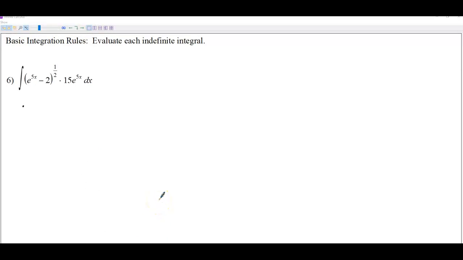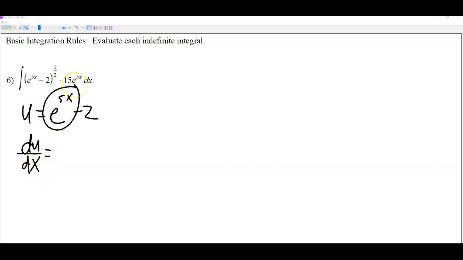U sub again. Here's my u, my derivative. When you take the derivative of an e function, you get the e function all over again, but you do need to multiply it by the derivative of the exponent, which is 5. And the 2 just goes away, so we can ignore the 2. Getting the dx by itself, we have 5e to the 5x.